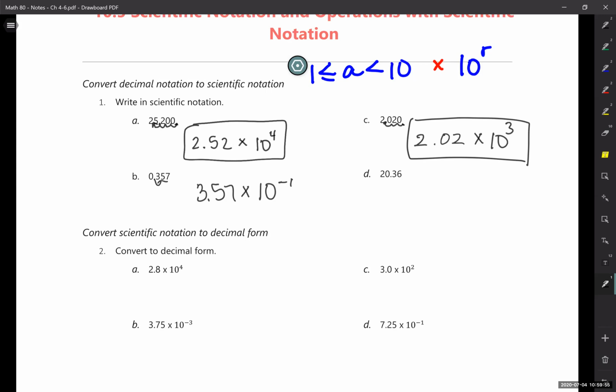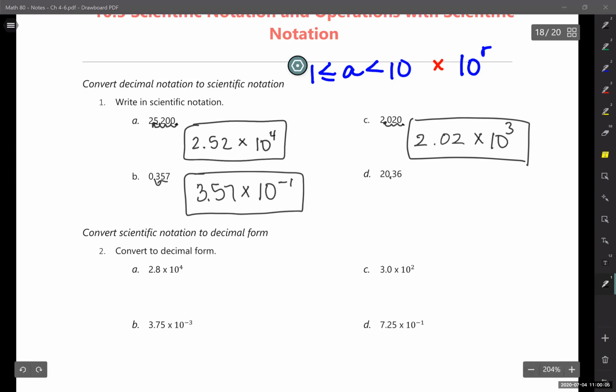Big numbers have positive exponents. And so since it was less than 1, it was a small number, it had a negative exponent. Part D, we move the decimal over 1 space, 2.036, and that will give me 10 to the positive 1 because I have a big number.